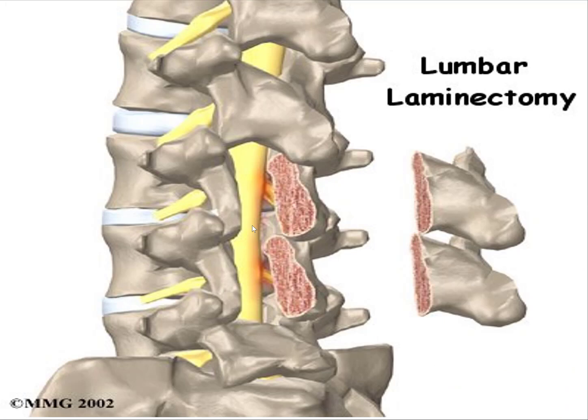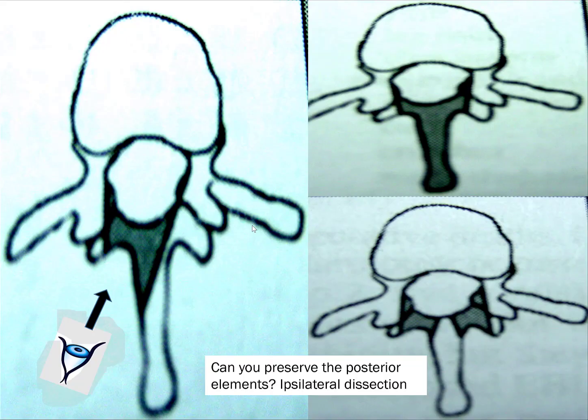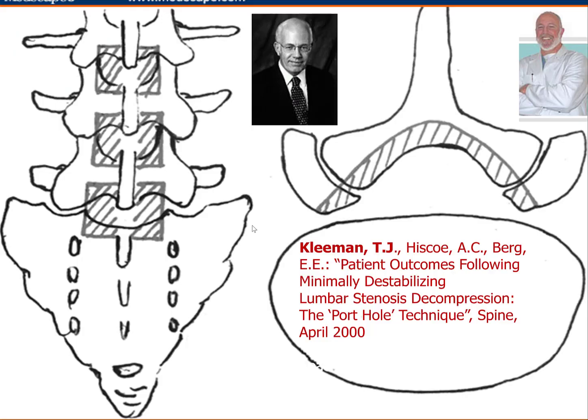So surgical treatments are full laminectomy, where you fully open the spinal canal. And then there are other options like the porthole technique or unilateral laminectomy, bilateral decompression, where you decompress the spinal canal from an ipsilateral approach. And I learned about this from Chuck Edwards.